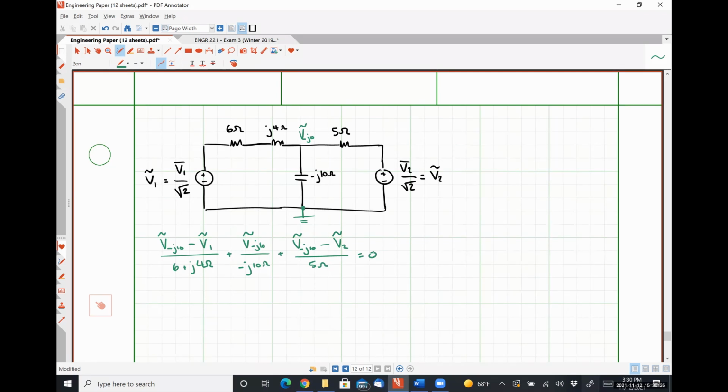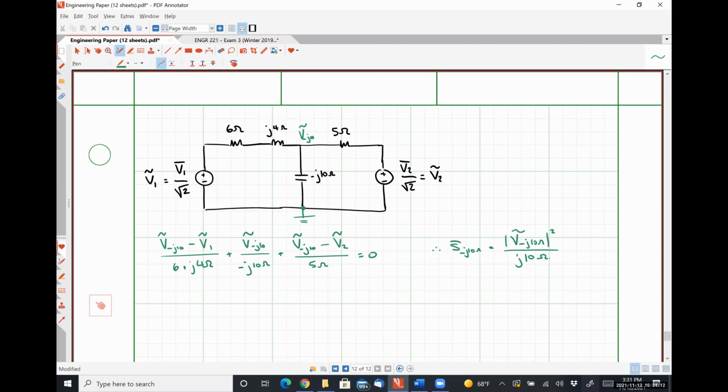And that's enough information for me to solve for V minus J10. Once I know that voltage, S minus J10 is just the magnitude of V minus J10 squared divided by positive J10 ohms, because it should be the conjugate of the impedance. So that's like 1/5 or 6 of the problem taken care of already.